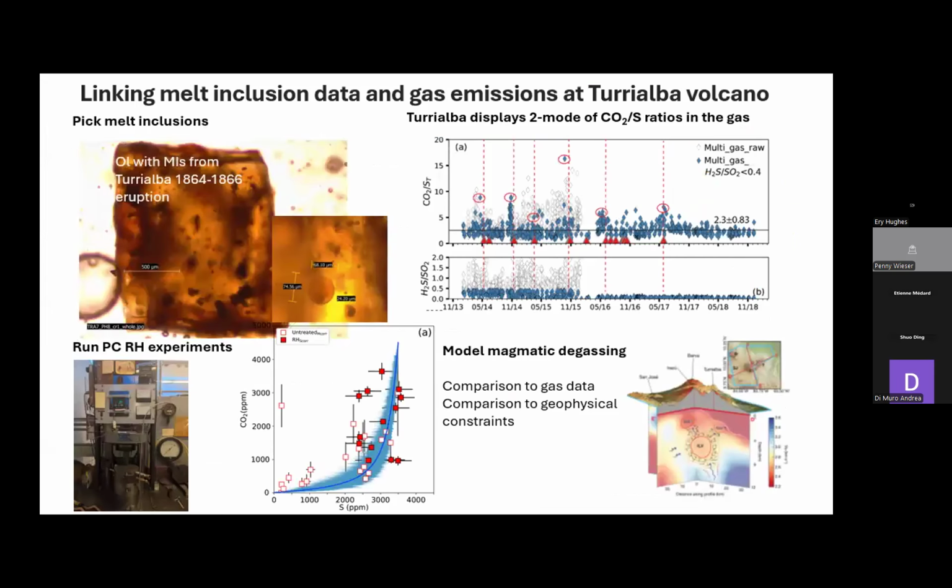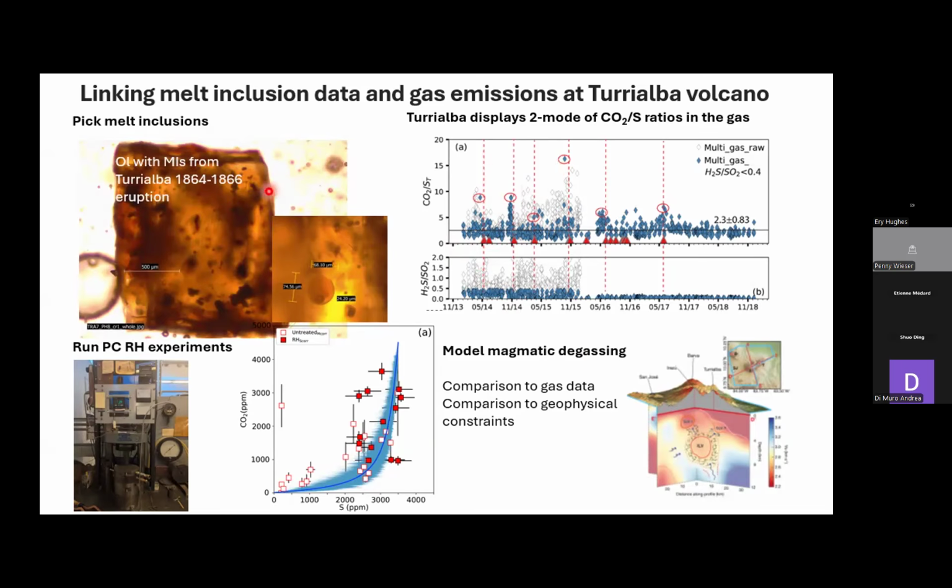So let's move to a case study for Turrialba. Turrialba is an open-degassing volcano in Costa Rica, where it has displayed two modes of CO2 to sulfur ratio in the gas. During quiescent degassing, the CO2 to sulfur ratio is relatively low, but just before eruption, it always increases. Our question is, where do these two modes of gas come from?